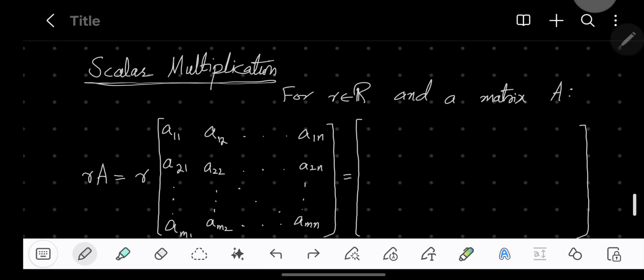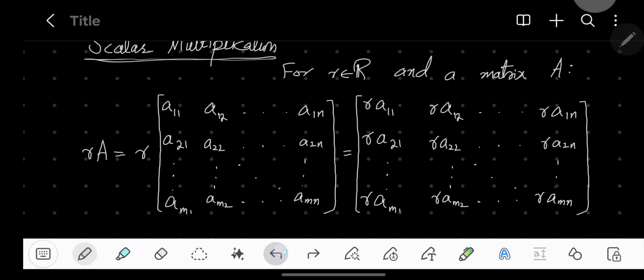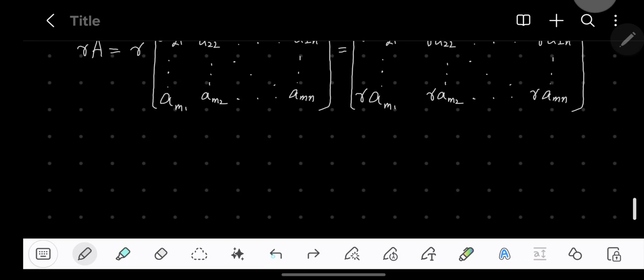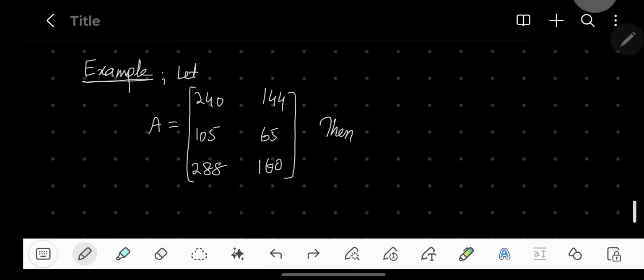So that means you will multiply R with all of these entries, and then you will multiply R with all of these entries, and then with all of these entries. So this is all about the matrix multiplication. Here is an example. Let A be a matrix.